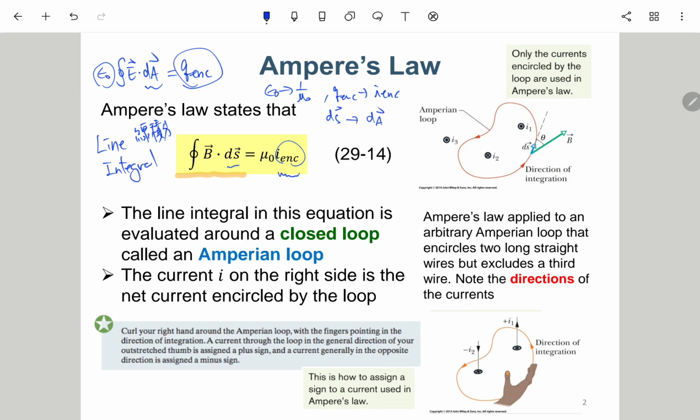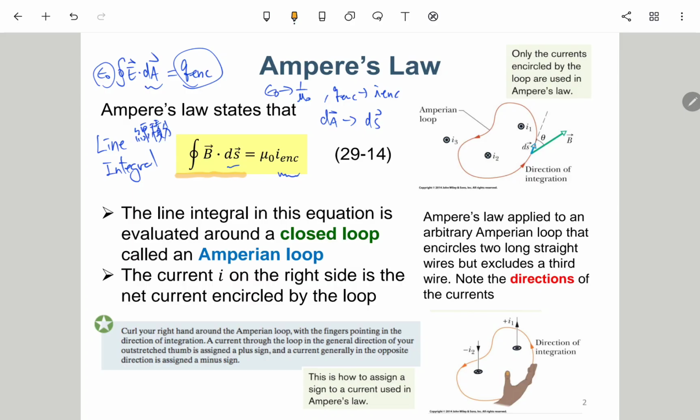I mean the other way around: dA becomes ds. A surface integral turns to a line integral. Although it's not very rigorous in a mathematical sense, in many cases the formulas for the E field and B field have some similar relationship. So let's see how to understand this Ampere's law.